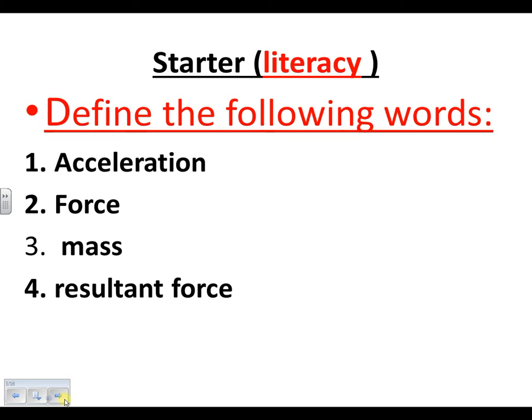I always start my sessions with the literacy. If you know what the keywords mean, then you would access the lesson a little better than somebody who doesn't. Have a look at these 4 keywords and let me see if you can define them. The first one is acceleration. What does it actually mean? What's a force? What's its mass? And what is resultant force?